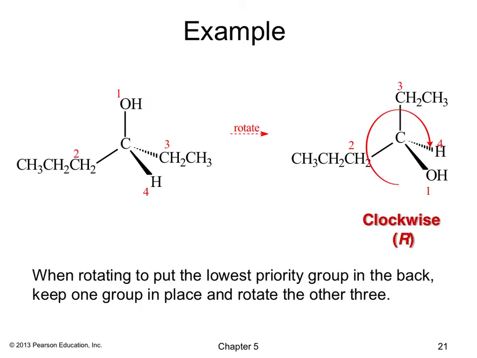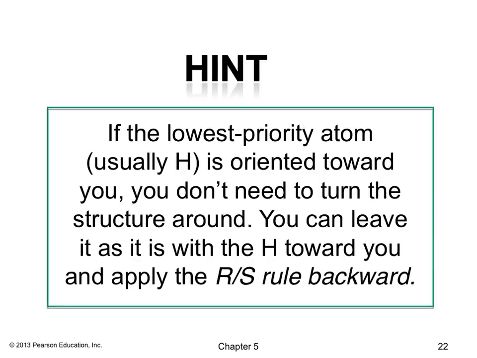Shown here, where we actually rotated, we could have just said, okay, let's count the priority with this in the front, would be 1, 2, 3. 1, 2, 3 is going in the counterclockwise direction, and because it's not facing the back, we'll say, okay, counterclockwise, we'll do it backwards, that will be R. Okay, in general, what I'd like to note is if the lowest priority atom, which is usually H, is oriented towards you, you don't need to turn the structure around. You can leave it as is with the H towards you and apply the R and S rules backwards.